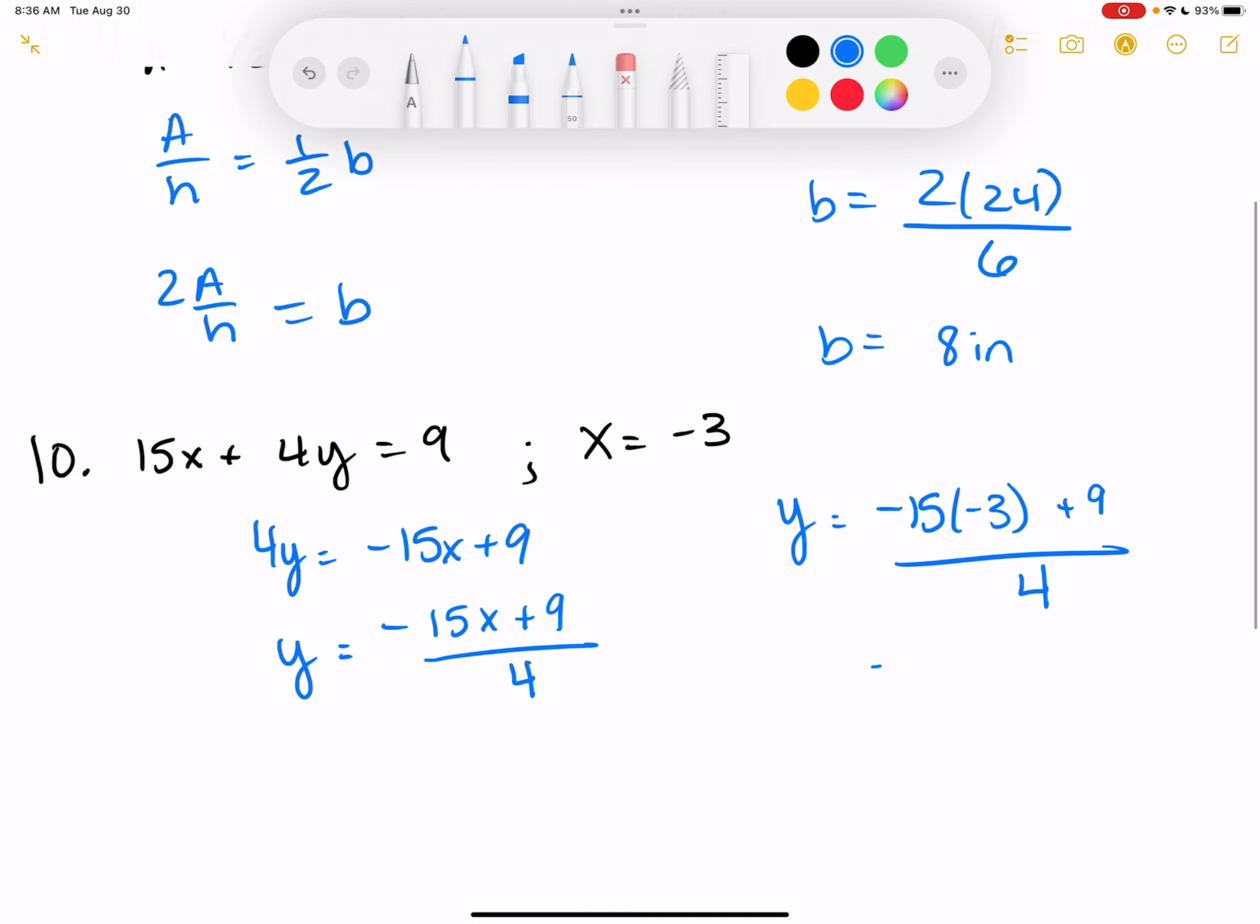So we have 45 plus 9 over 4, which is 54 over 4. Does 4 go into 54? No. Right? No. It just can reduce it by 2, so 27 over 2 would be the final for that. So you can leave it as improper, but always make sure you reduce it down.